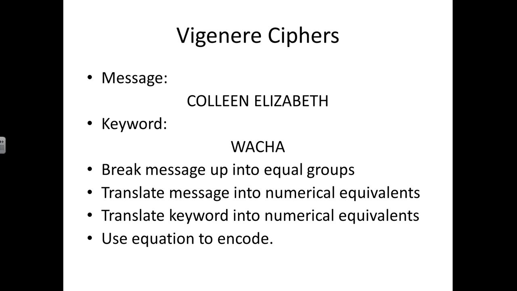So that is me breaking my message up into equal groups. Then we're going to translate it into numerical equivalents. So C is 3 if we're using the plain text box from before, and then we can go on. We also translate the keyword, which is Wacha, into numerical equivalents. So W would be 22, A is 0, C is 3, H is 7, I believe, and A is 0.